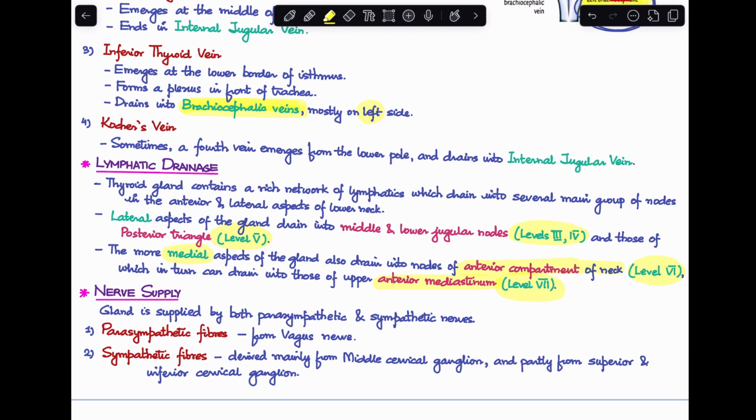Last of all is the nerve supply of thyroid gland. Now, nerve supply comes from both parasympathetic as well as sympathetic nerves. The parasympathetic supply comes from the vagus nerve, and sympathetic fibers are derived mostly from the middle cervical ganglion, but there's also contribution from the superior and inferior cervical ganglion. So there are two nerves which are very intimately related with the thyroid gland, and that is the recurrent laryngeal nerve and the superior laryngeal nerve.